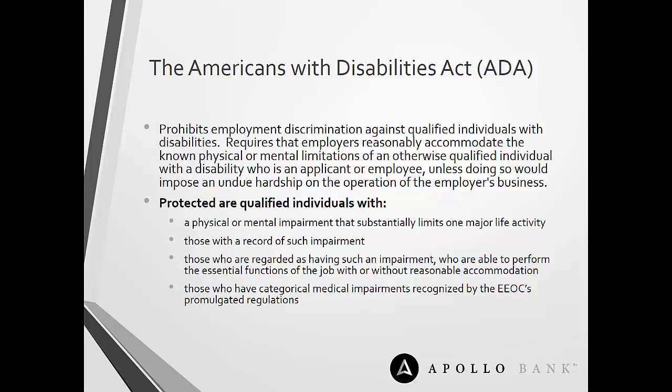Examples of a reasonable accommodation may be making existing facilities used by employees readily accessible to and usable by persons with disabilities. Also, job restructuring or modifying work schedules, reassignment to a vacant position. Another example is acquiring or modifying equipment or devices, adjusting or modifying examinations, training materials or policies, and providing qualified readers or interpreters. HR will determine whether an accommodation will impose an undue hardship to the business.